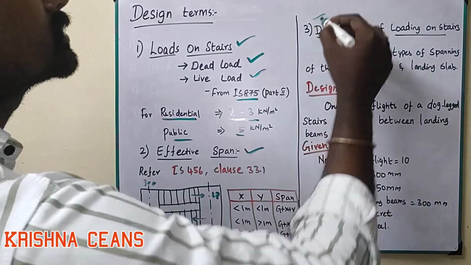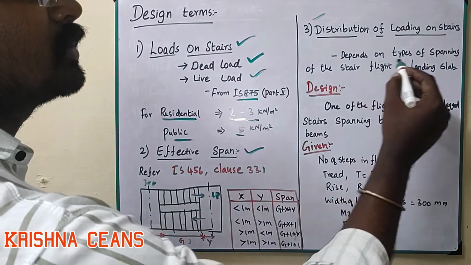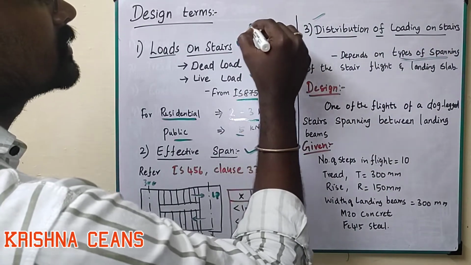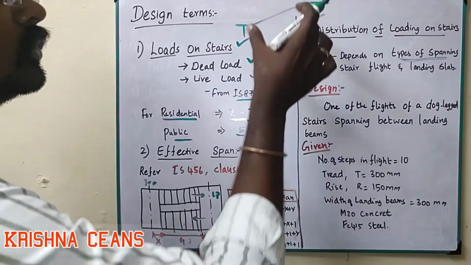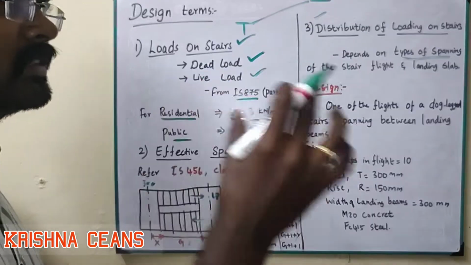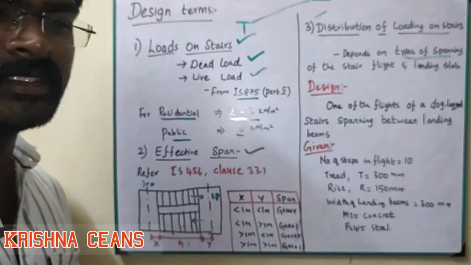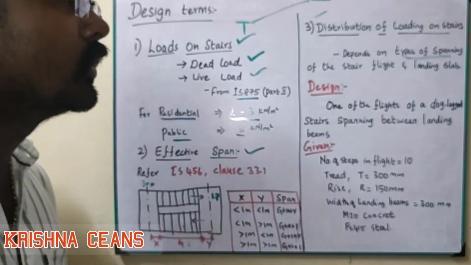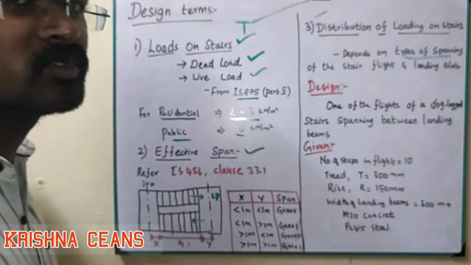Then the third one is how the loading is distributed on the stairs. It depends upon the type of spanning. In case the staircase is supported on both the landings, the load is transferred longitudinally, and we have to take it like that. So depending on the type of spanning, we consider how the loading is distributed.